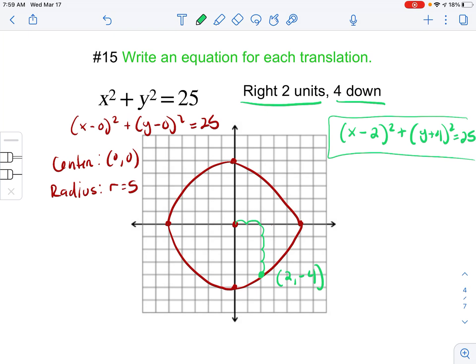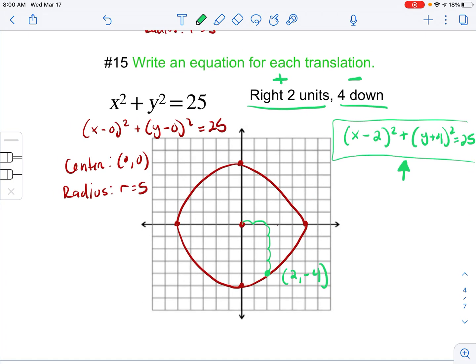Now, you might notice this switch is the result of subtracting the value that we have shifted. Because I'm moving right 2 units, meaning in a positive direction, I'm going to subtract a positive 2. And because I'm going down 4 units, which is a negative direction, I'm going to subtract a negative 4. That is another way in which we can do our translations without actually graphing the picture on the page. Okay.